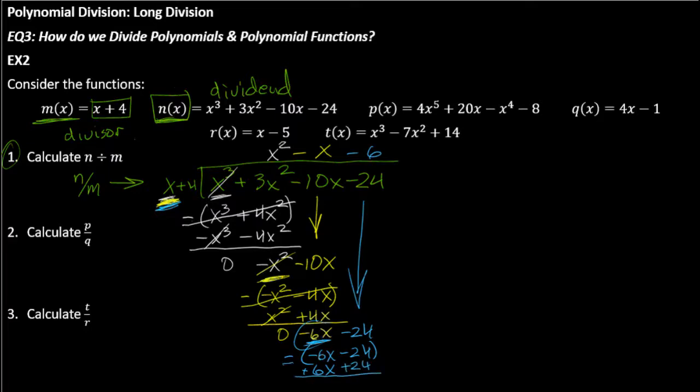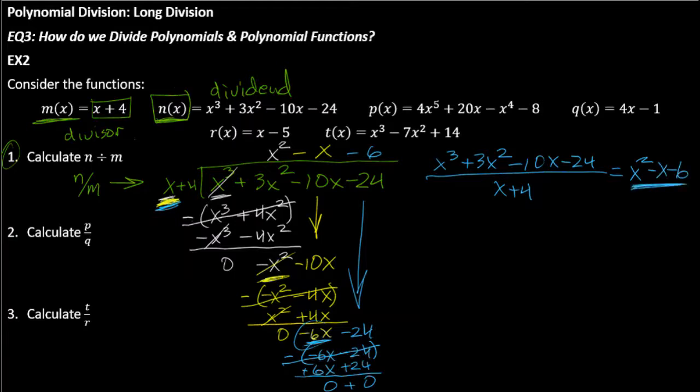Which works out nicely, which means we don't have a remainder, if you see now. So negative 24 plus 24, 0. And negative 6x plus 6x, 0. Okay, so our answer for n divided by m, or if we write it another way, if we say x cubed plus 3x squared minus 10x minus 24, all of that divided by x plus 4, well, that equals simply x squared minus x minus 6. That would be our answer.